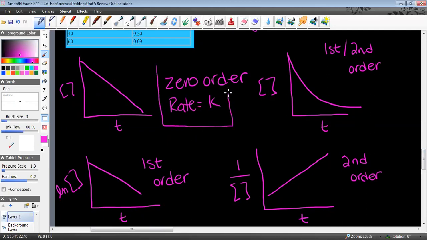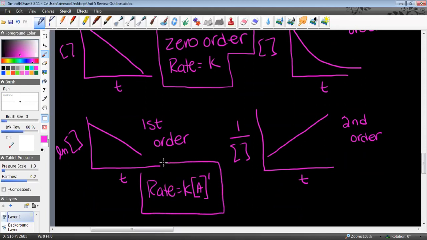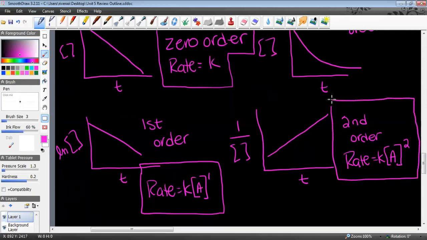That's what we call the differential rate law. For first order, your differential rate law is rate equals k times one of those concentrations, like let's say [A], raised to the first. This is your first order differential rate law. And if it's second order, it's going to be k[A] squared. That's your second order differential rate law.